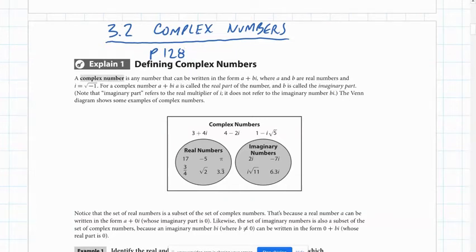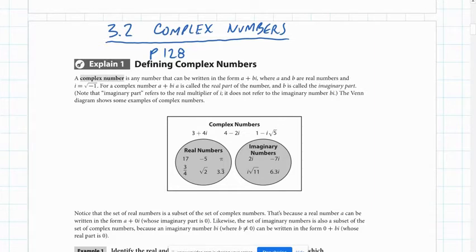This lesson is on section 3.2 in your Algebra 2 text on complex numbers. If you have your textbook, go ahead and open up to page 128. If you don't have your textbook, you can print the pages from the bit.ly/Google Math login, or you may just take notes in your spiral as we work through this section.